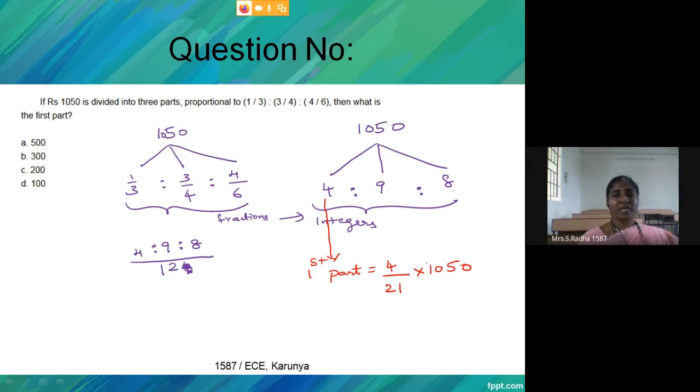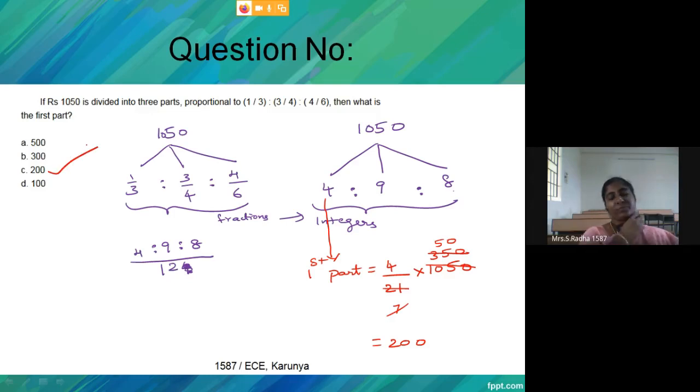Now I will cancel with 3. 3 3s are 9, the 5 and the 0 remain, and 7 7s cancel with 7. It is 50, and 50 into 4 is 200. So the first part is 200.